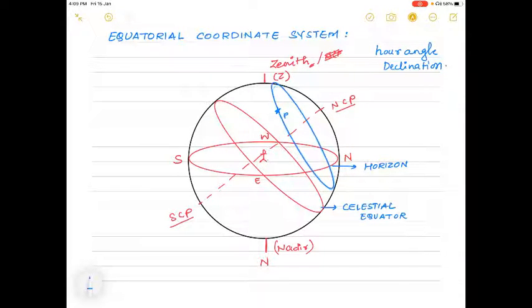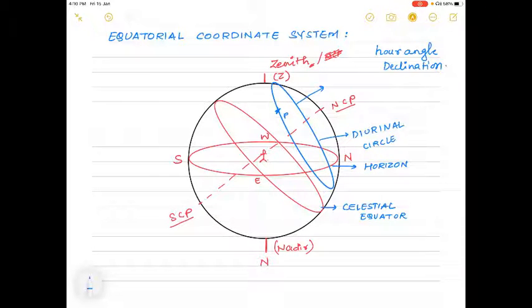It will follow this trajectory in the 24 hours of duration. So this is called the diurnal circle of a star. It means in 24 hours it will follow this trajectory which is shown over here.